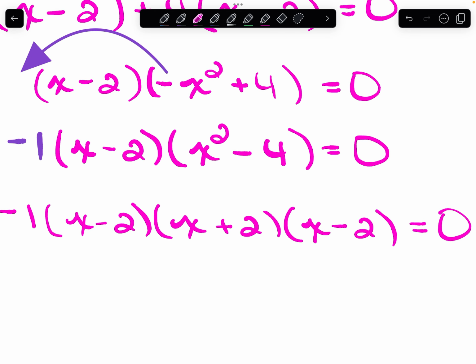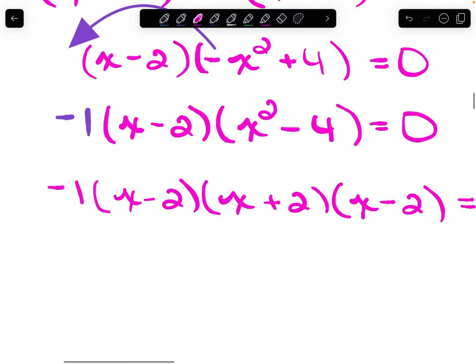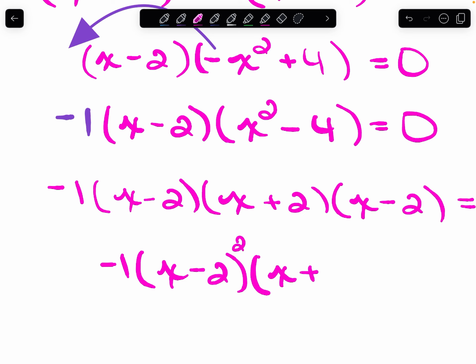All right, if we look at this, we have a factor in common. I'm going to go ahead and rewrite it using an exponent so I make sure I get my multiplicity. The order you list your factors in does not matter. I'm going to do the x minus 2 first, and since there are 2 of them, it's the whole quantity squared. And then we have our x plus 2.